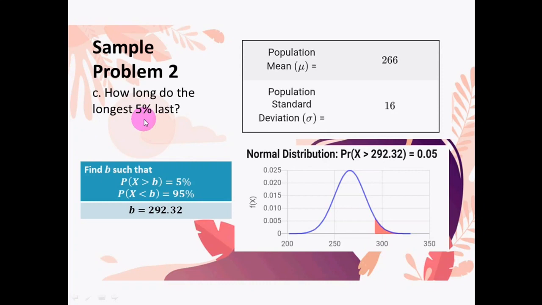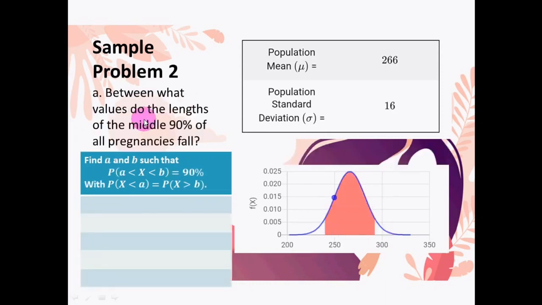Now, for the first question, babalikan natin kasi inuna natin yung second and third questions. So for the first question, between what values do the lengths of the middle 90% of all pregnancies fall? So, since middle 90% yan, ibig sabihin, yung area dito sa left side, tsaka yung nasa right side, dapat equal sila.